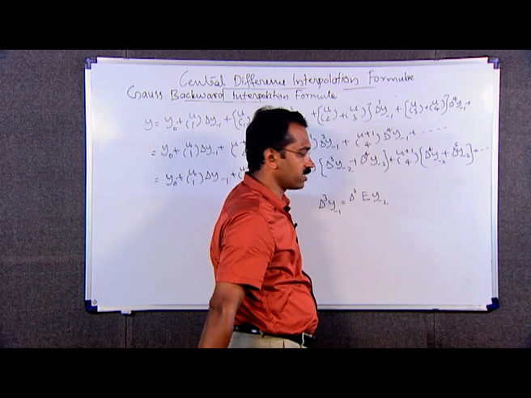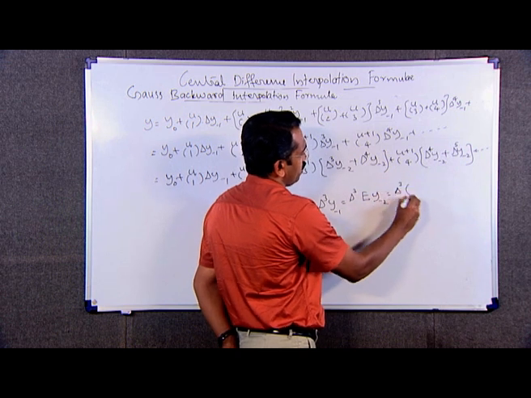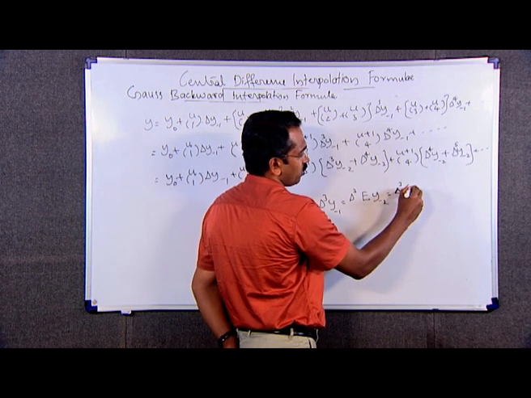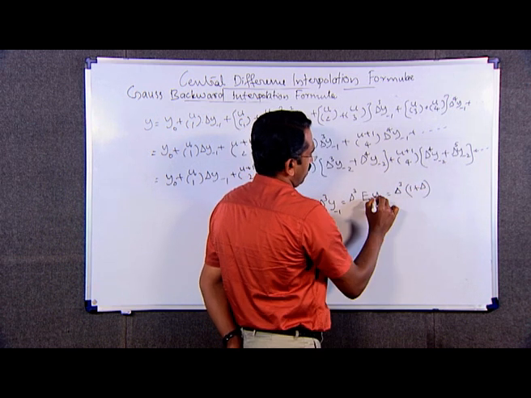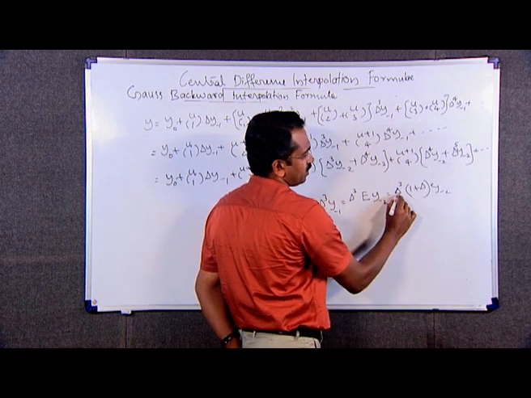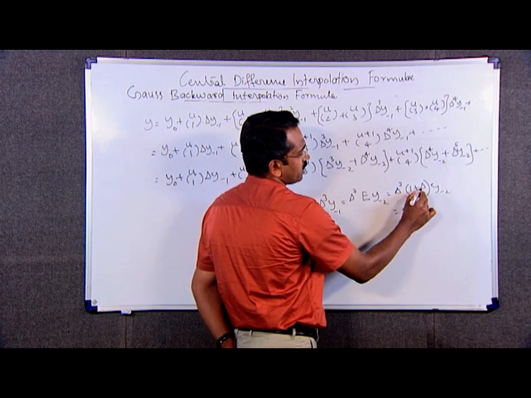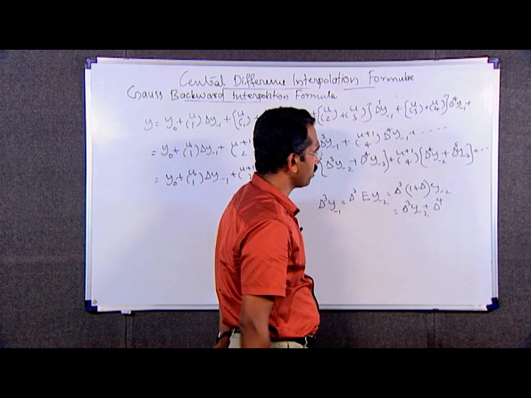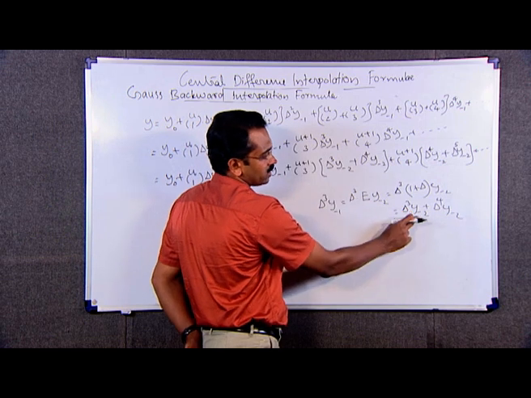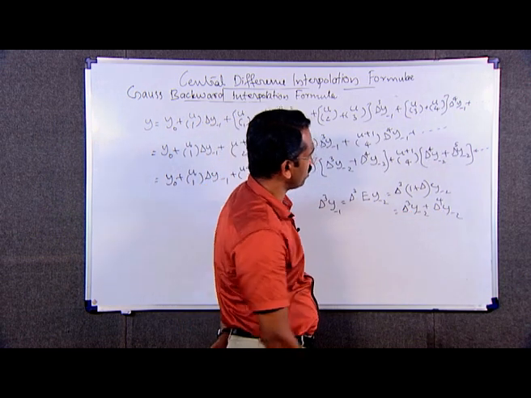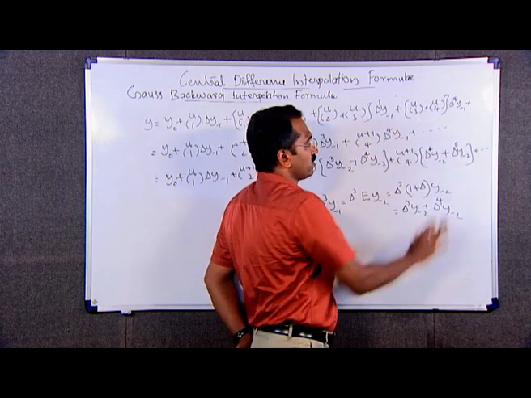E means the shifting operator, shift operator. Therefore, this is equal to delta cube. Here E can be written as delta plus 1 or 1 plus delta, of y minus 2, that is delta cube y minus 2 plus delta cube of delta means delta raised to 4 y minus 2. That is, delta cube y minus 1 is equal to delta cube y minus 2 plus delta raised to 4 y minus 2. Similarly, delta raised to 4 y minus 1 can be written like this.